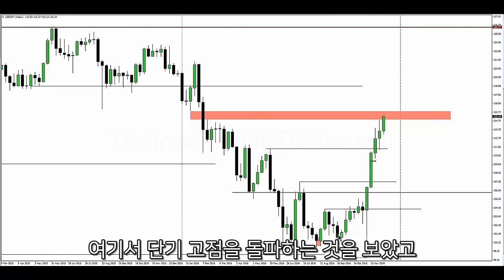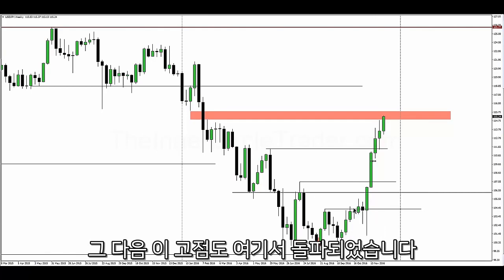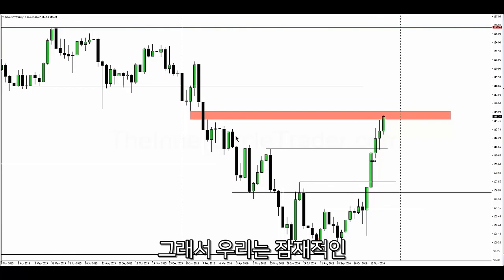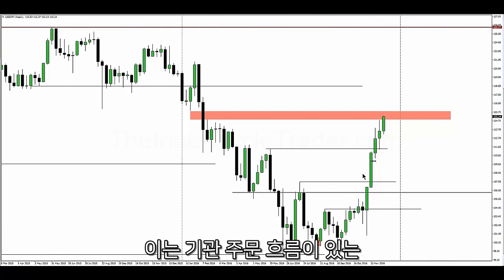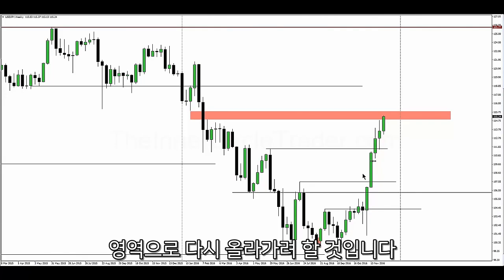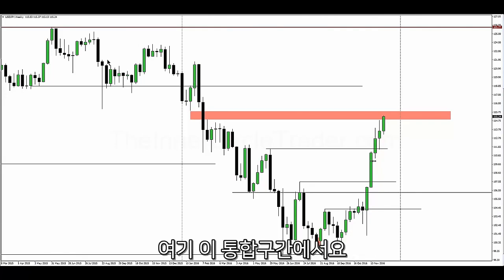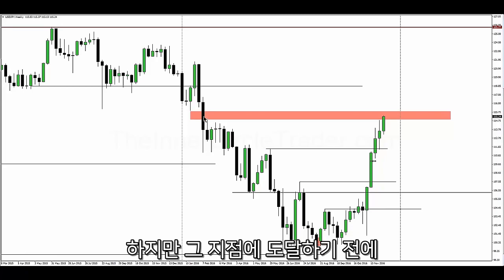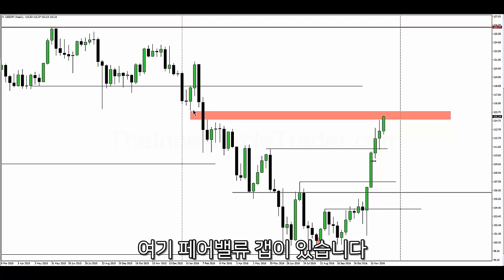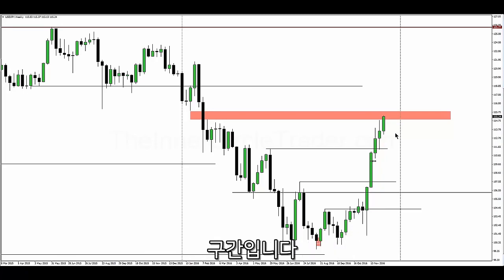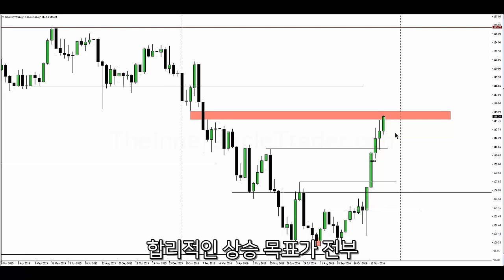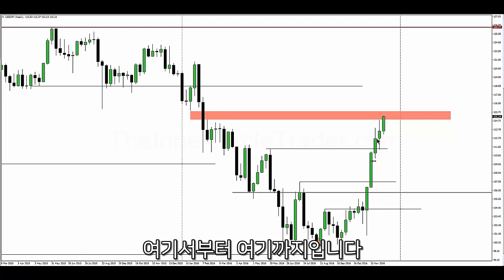We saw price breaking short-term highs here. Then this high was broken here. So we have a potential market maker buy profile where it's going to want to go back up into areas of institutional order flow over here in this consolidation. But there's a fair value gap before you get to that point, right in here. And that's where you saw price trade right up into that 115.25 to 115.75. Reasonable upside objective. All through here, all the way through here.